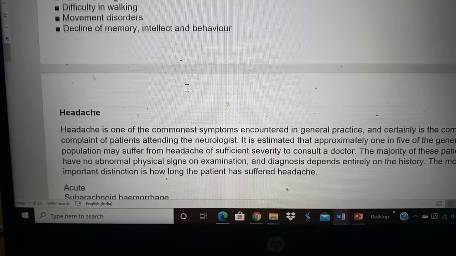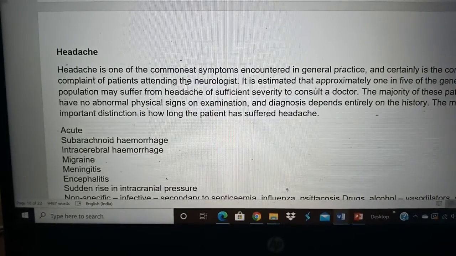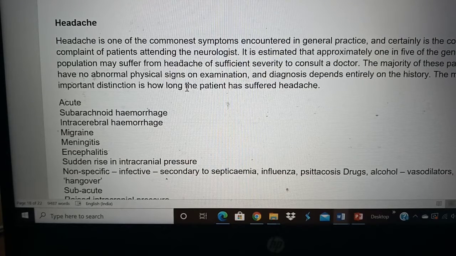So let us see three things in detail: the headache, syncope, and pain in the face. The first thing is headache. We all have gone through phases where we have suffered from headache, and our family members have complained of headache. See, headache can be due to different reasons. Something as simple as lack of sleep or stress can cause headache, and something as serious as a head injury or intracranial bleed can lead to headaches. So we have to identify what kind of headache it is, how long it is present, and what happens because of the headache. Based on that, we'll have to treat the headache.